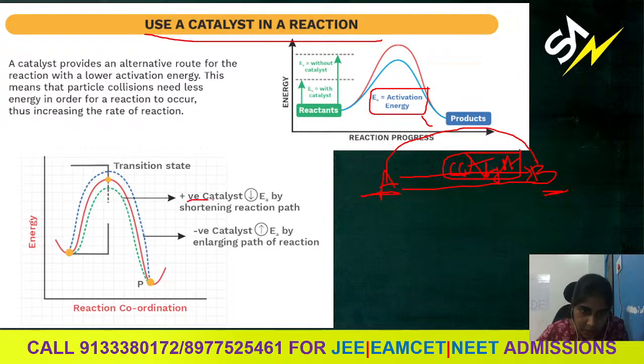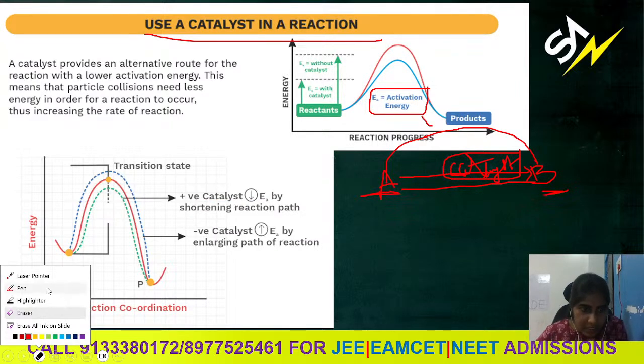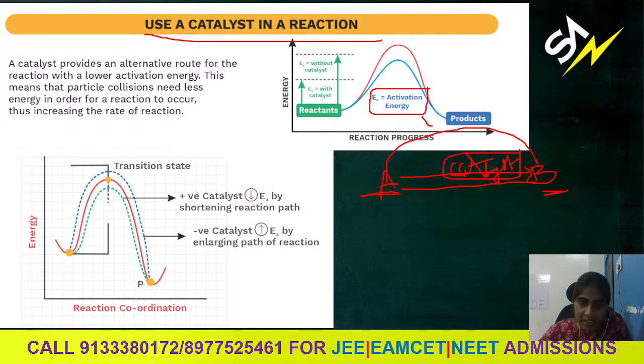If we add a positive catalyst, the activation energy is decreased by shortening the path. This green line denotes the positive catalyst. Another catalyst is the negative catalyst, which increases the activation energy of the reaction by enlarging the path of reaction. It means it makes the reaction slow.